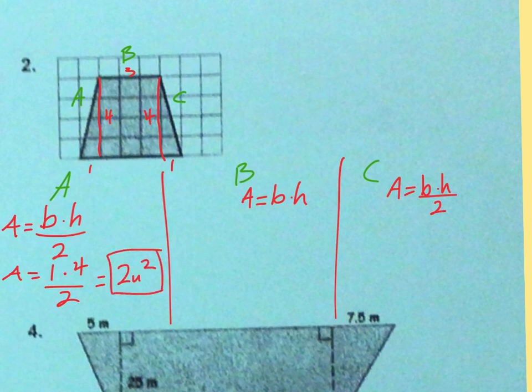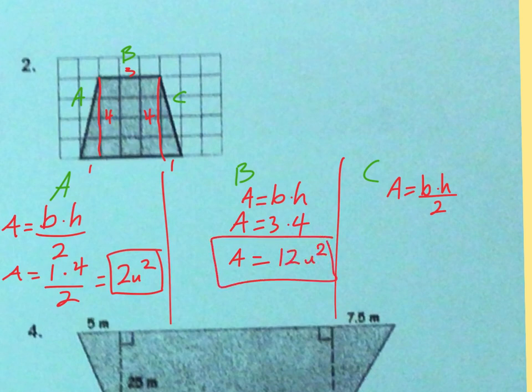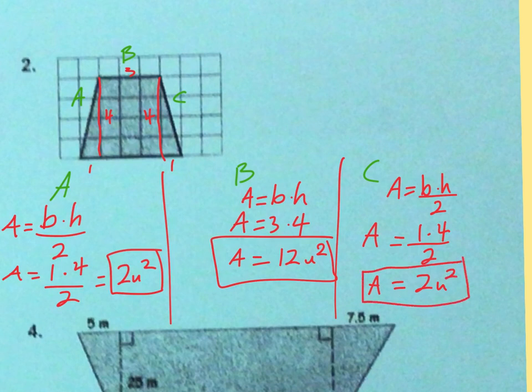So on this one, we have our base, which is 3. Our height, which is 4. Area equals 12 units squared. And C, it's exactly the same as the other one. We have 1 times 4 divided by 2. So my area equals 2 units squared. So now we have to add 2 plus 12 plus 2. So 16 units squared.